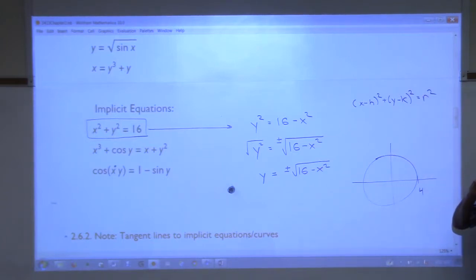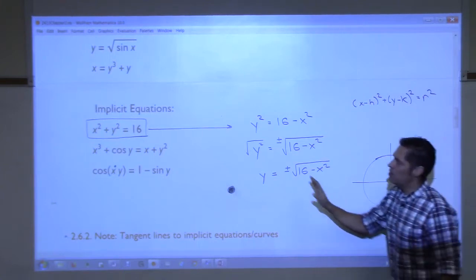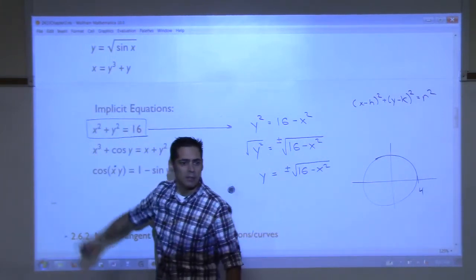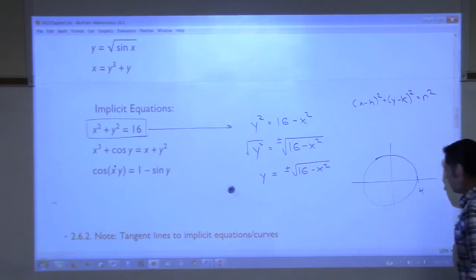What is different about this picture compared to the others that were up here? I'll give you a hint.